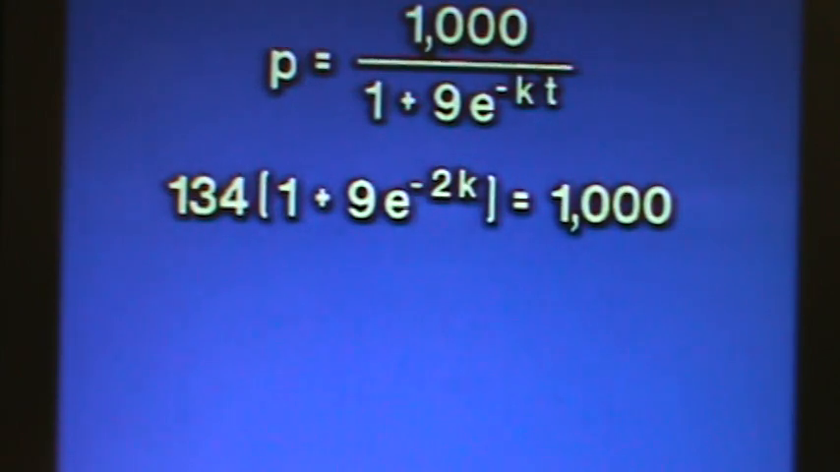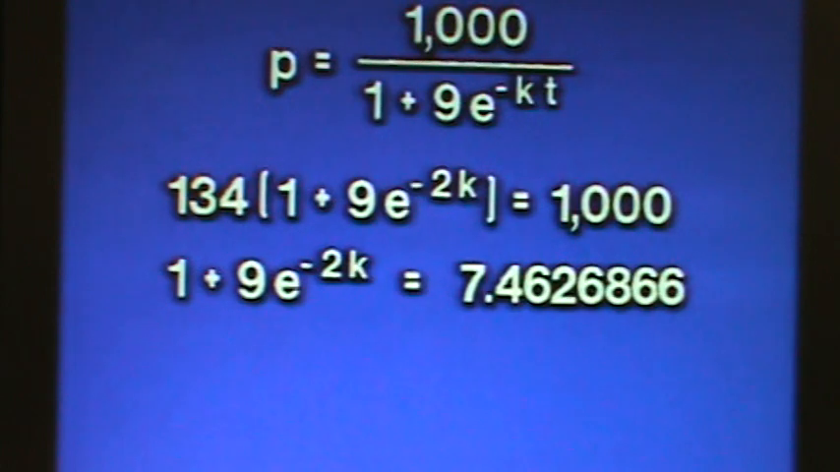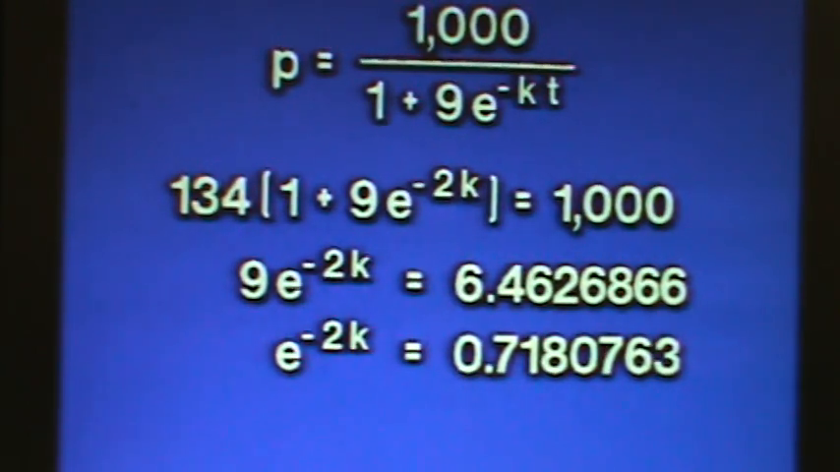One way to proceed from here would be to divide on both sides by 134. Dividing on the left by 134 would leave the binomial. Dividing on the right would give us this decimal. Now, if we subtract 1 on both sides of the equation, the 1 will disappear on the left, and the number on the right will be reduced by 1. At this point, we'll divide on both sides by 9 to find e to the negative 2k equal to this decimal. At this point, we are ready to apply the natural log on both sides of our equation.